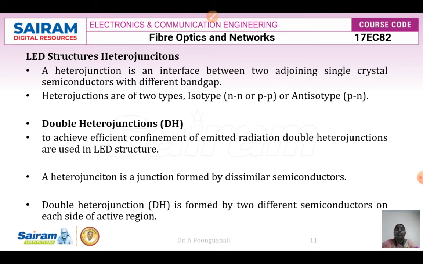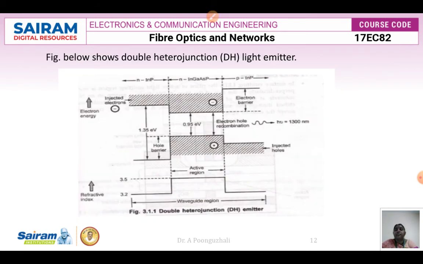So here in this case, the double heterojunction is going to be formed by joining the dissimilar semiconductors there. We are going to use two different semiconductors on each side of the active region. Here we are going to show the double heterojunction light emitter. This is your active region.